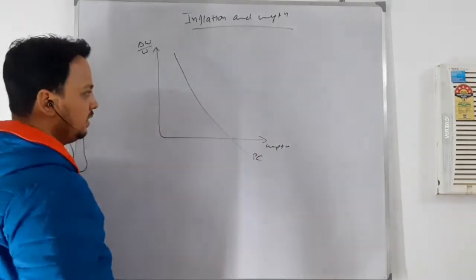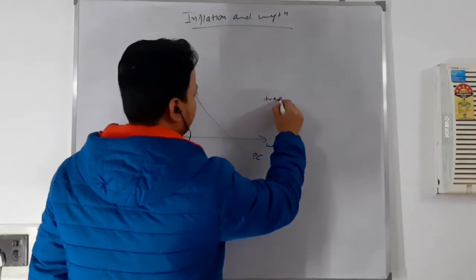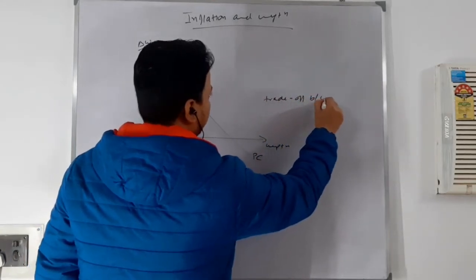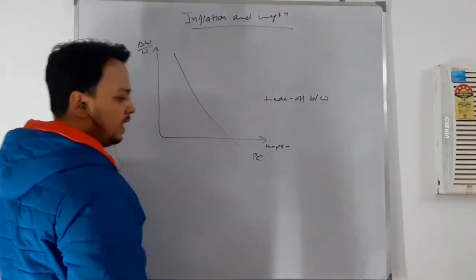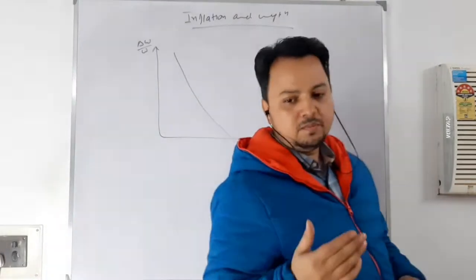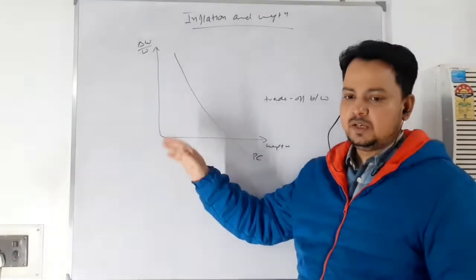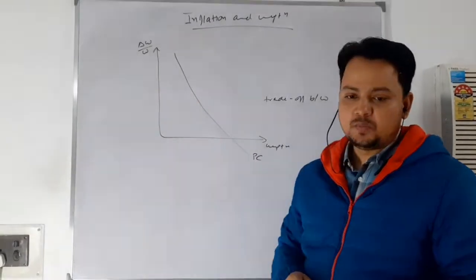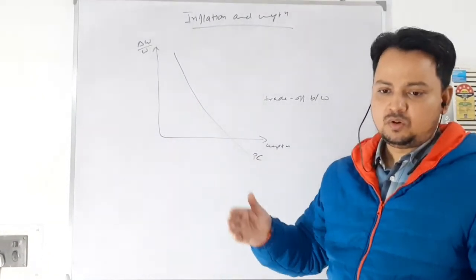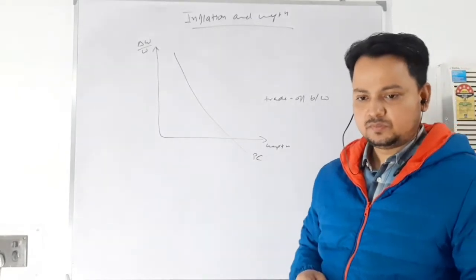That is what I have said, or you can say there is a trade-off between inflation in the economy and unemployment. So if a policy maker wants to reduce unemployment, in that period it is found that the economy is going through higher wage growth, or inflation in the economy is higher.